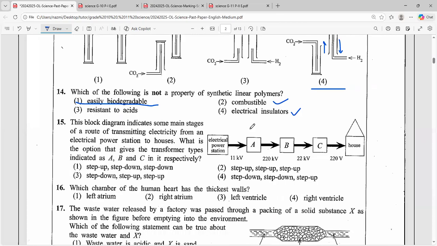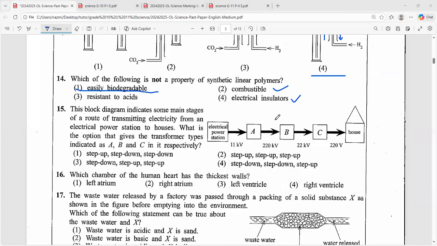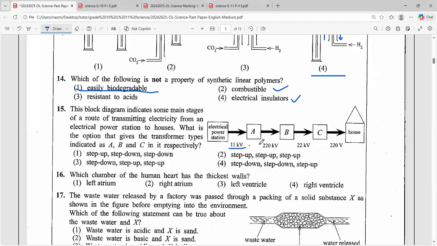15. The block diagram indicates some main stages of a route from an electric power station to houses. Now here you can see at A what's happening. You can see 11 kilovolt is going to 220 kilovolt. That is step up. B is step down, no? For houses, I think step down.